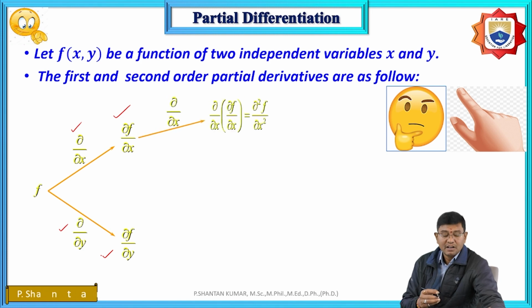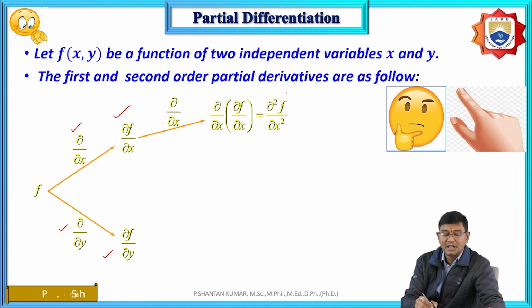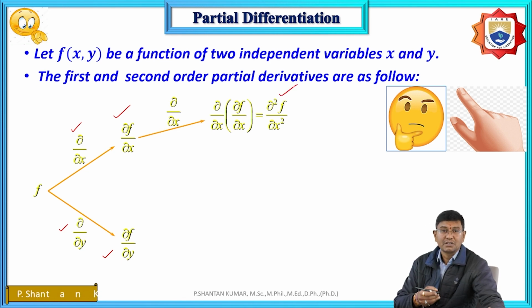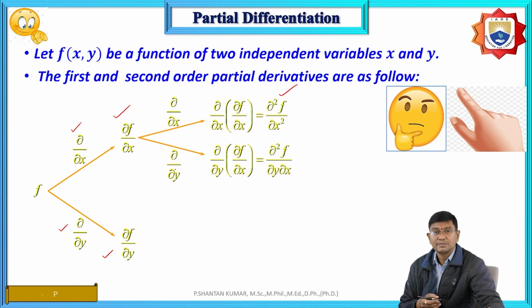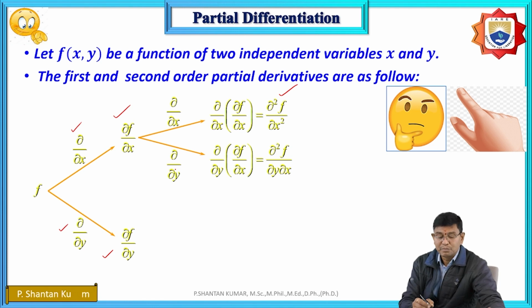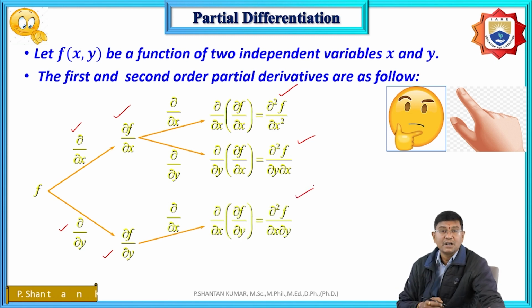And next, on dou f by dou x, we again take the derivative with respect to x once more, that is dou square f by dou x square. That means the second time derivative, a second order derivative. Similarly, on dou f by dou x, with respect to y, that means again the second time derivative, that is dou square f by dou y dou x. These are second order. And similarly, whatever we obtain for dou f by dou y, again with respect to x, we obtain dou square f by dou x dou y.